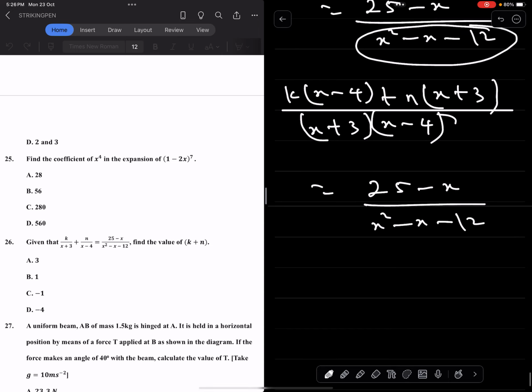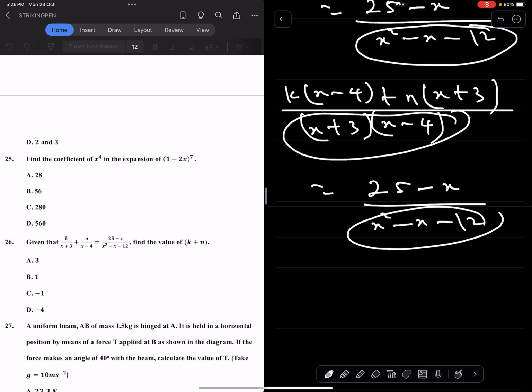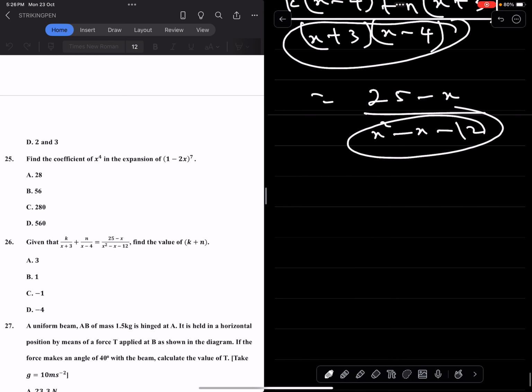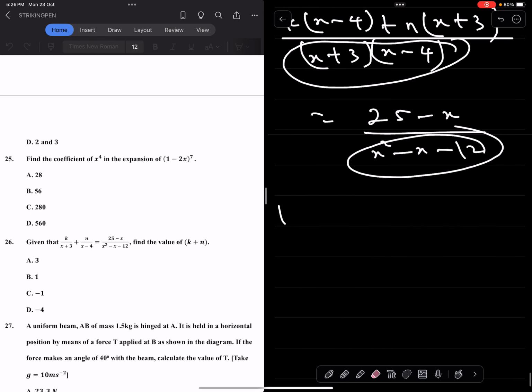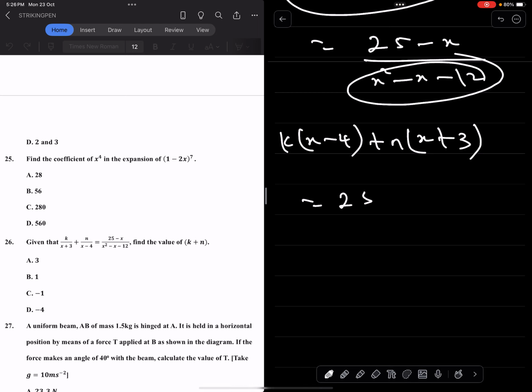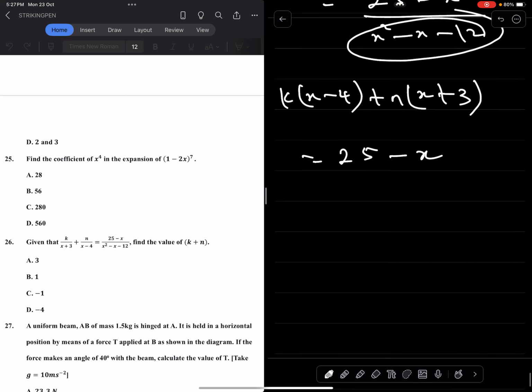Now the denominators are the same. This is the same as this. So that means the numerators will also be equivalent. In other words, k times x minus 4 plus n into brackets x plus 3 will be equal to 25 minus x.